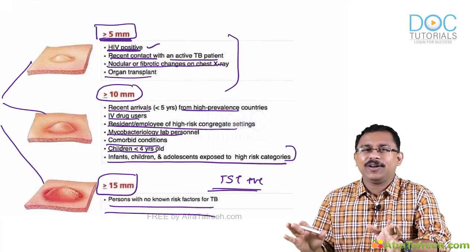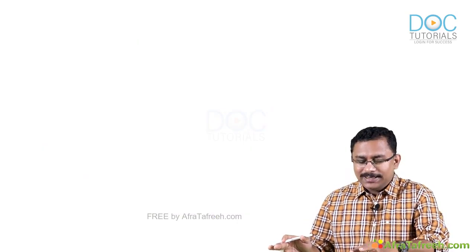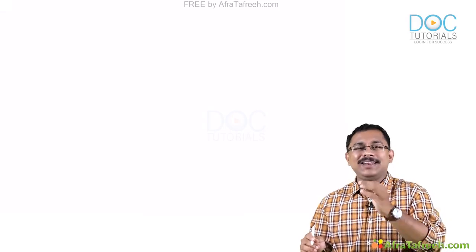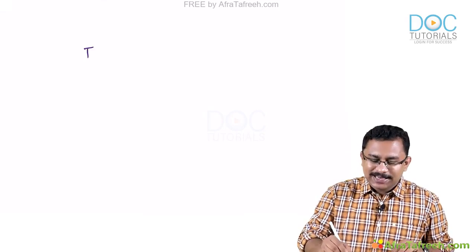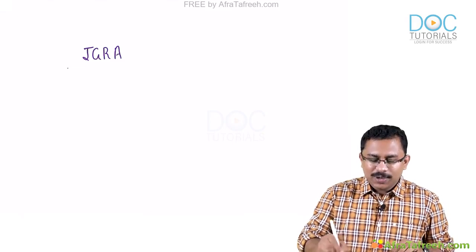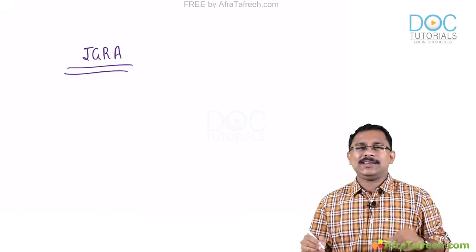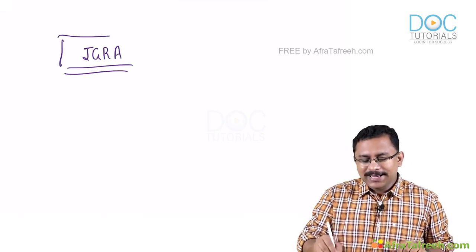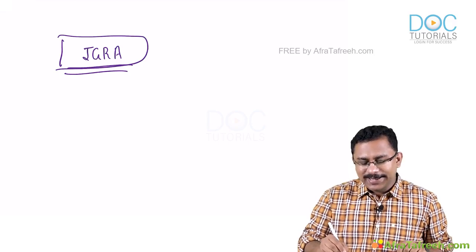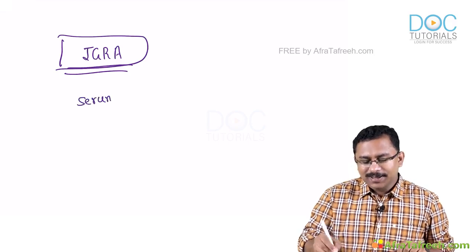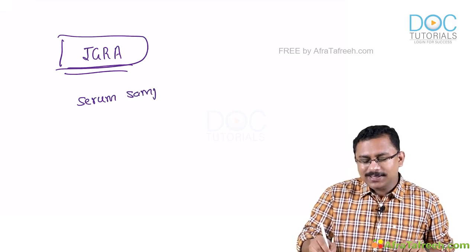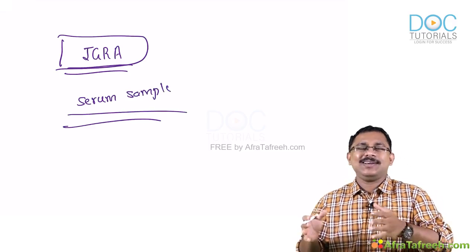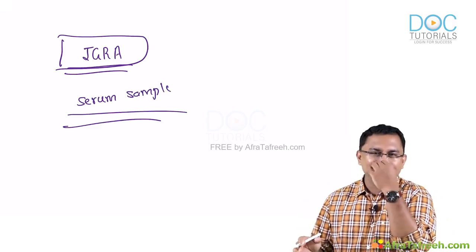It's not the same for everyone. Now, other than this, you also have the other test, that is your interferon gamma release assays, the IGRA, in which you have the QuantiFERON TB Gold as well as the T-SPOT test. So the thing is that these are tests based on the serum sample. Probably the only test in which you might have noticed that your serum sample is being taken.